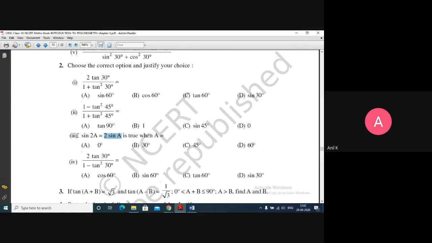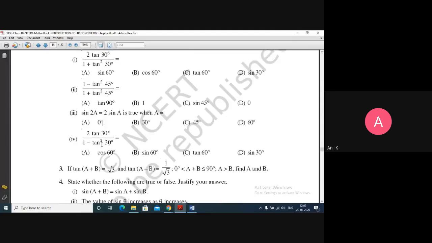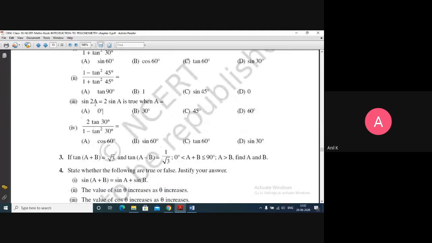LHS I got is root 3 by 2. RHS I got is 1. So both are not equal. So B cannot be the answer. Similarly, C and D also cannot be the answer. So the correct answer is A, that is 0 degrees. When A is 0, sin 2A and 2 sin A are both equal.